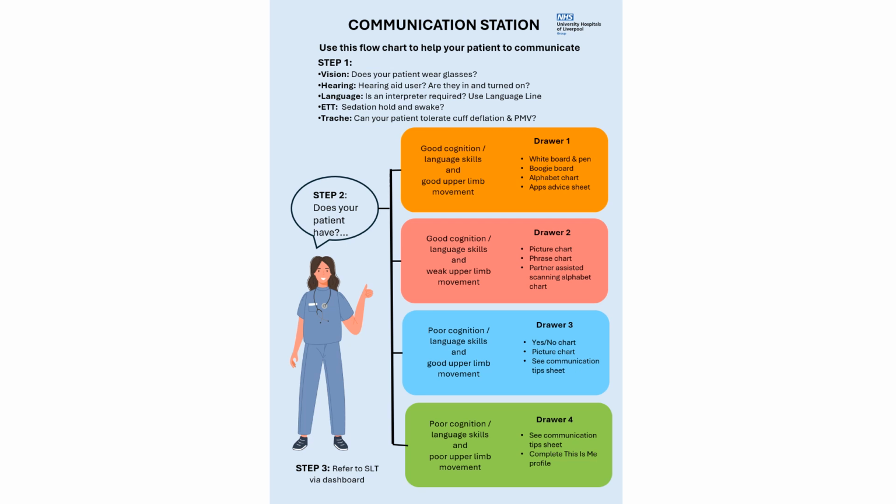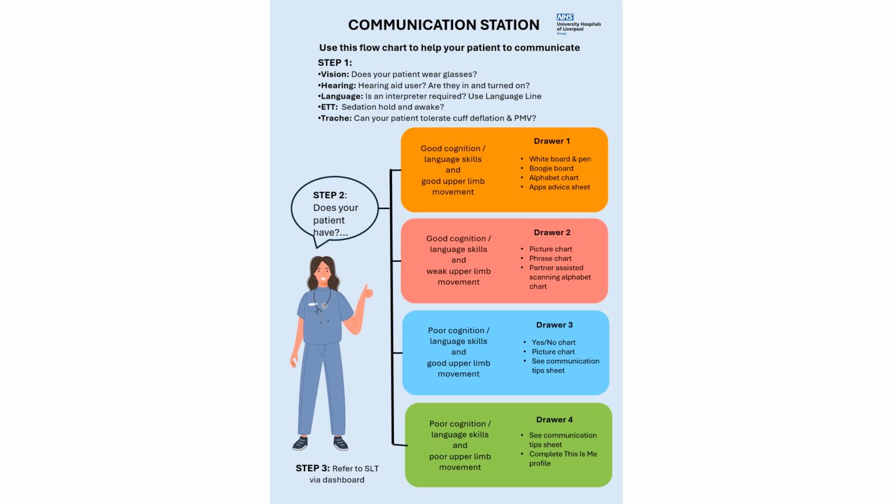For instance, if your patient has good cognition and language and good upper limb function, go to drawer 1. Here you'll find whiteboards and pens, boogie boards, and an information sheet about free apps that patients and their families can download onto their own devices.